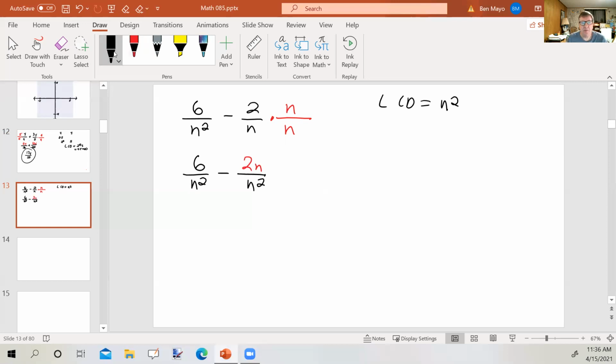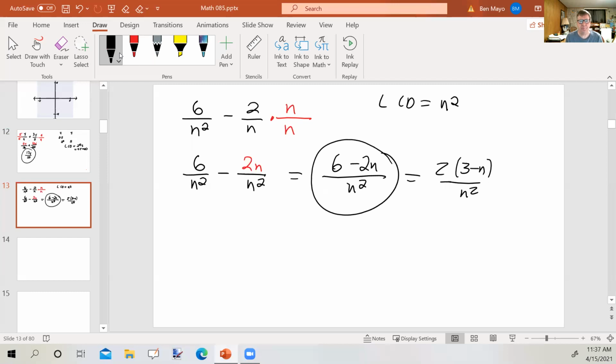Now that we're subtracting two fractions with the same denominator, we're going to subtract the numerators over the common denominator. And I can't reduce this. I could factor a 2 out and get a 3 minus n over n squared, but that still wouldn't allow me to reduce any common factors, so I'll just stop there. Okay.